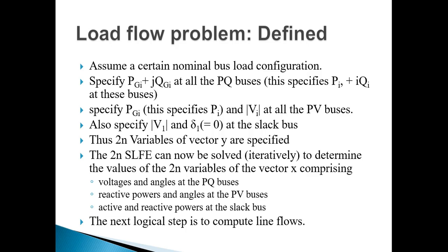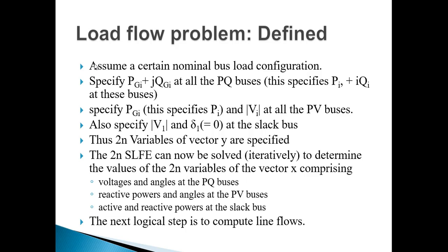So these are the values we need to find out after solving. Now after we solve these values, then we can find the line flow. So we can find out from bus 1 to bus 2, what is the power flow, and bus 2 to bus 5, whatever. When the buses are connected, what are the power flows?